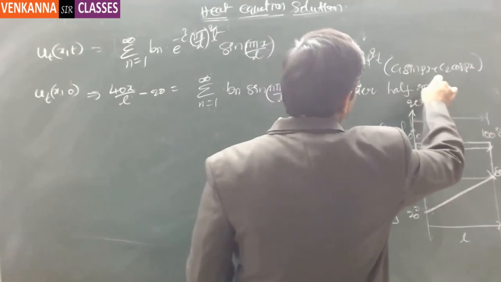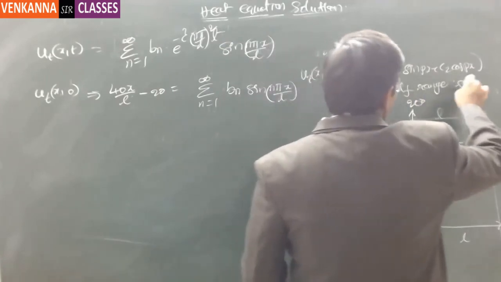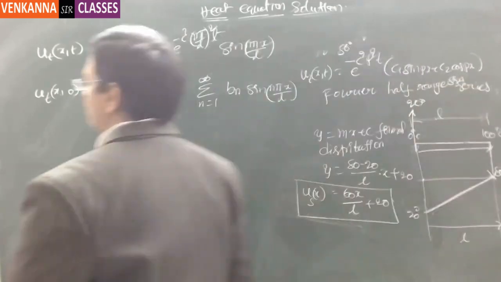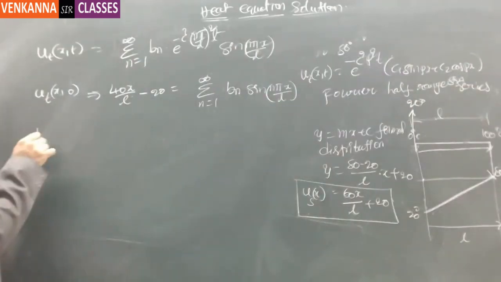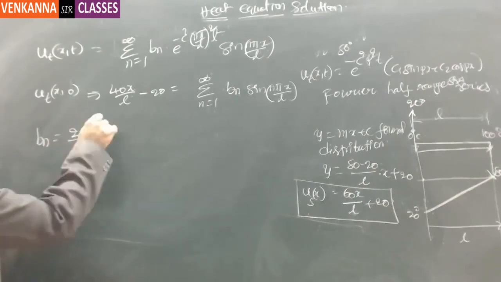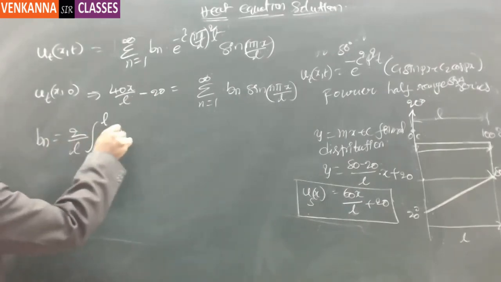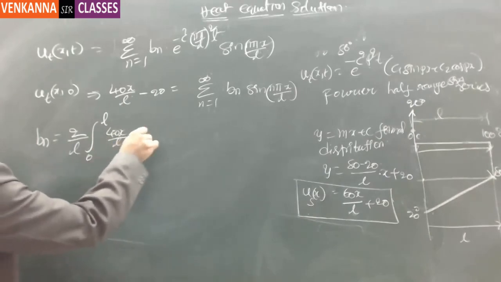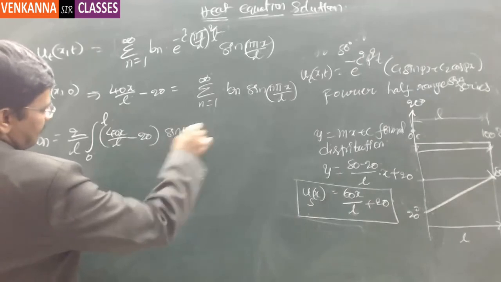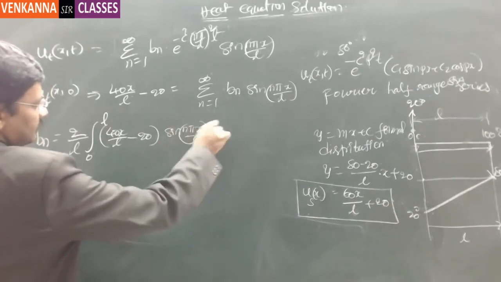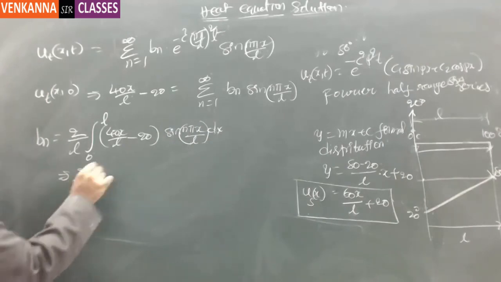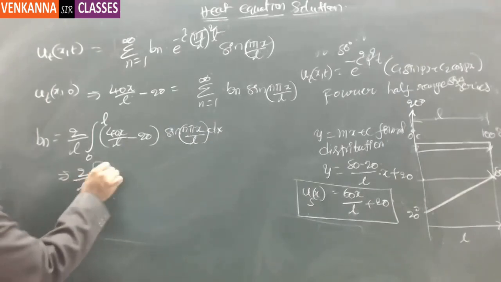Half range sine series. Now this bn value, you will be able to find out. bn is equal to 2 by L times the integral from 0 to L of (40x by L minus 20) into sin(n pi x by L) dx. So this we need to integrate.